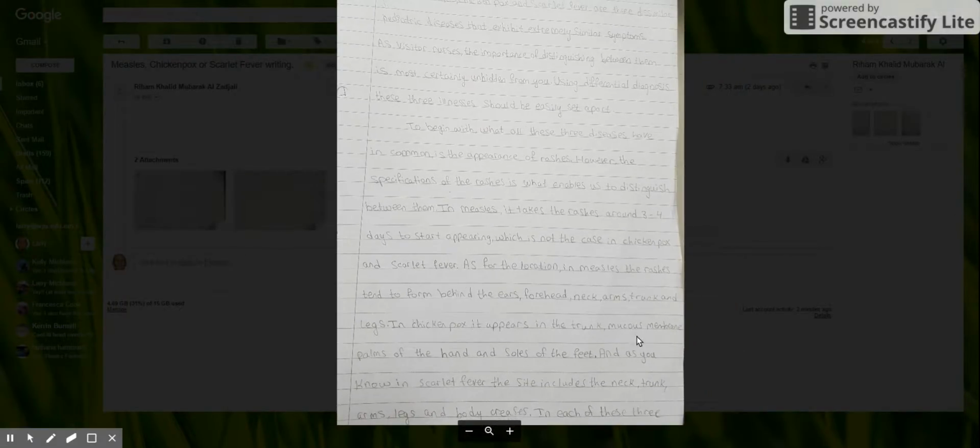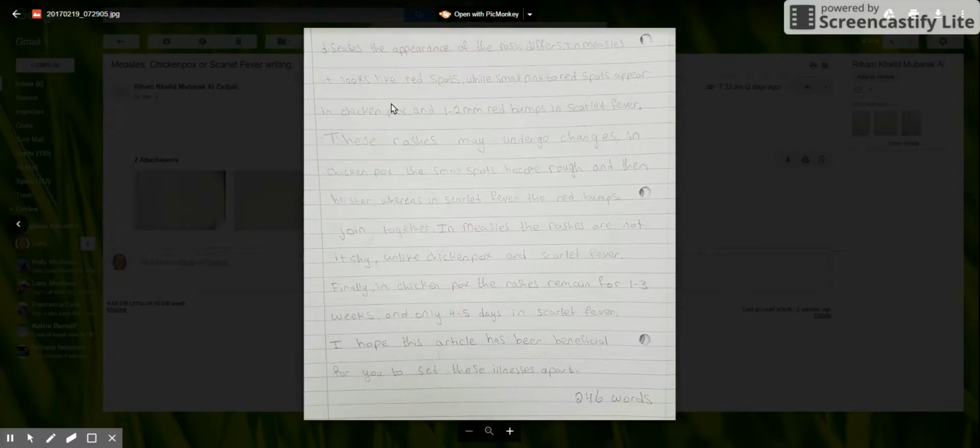In each of these three diseases, the appearance of the rash differs. Okay, that's sort of an obvious statement. You know, you're over the word count, so I think you're being a little bit wordy in the way that you describe that. Okay. I think you need to be a little bit more to the point and a little bit briefer. In measles, it looks like red spots, while small pink to red spots appear in chickenpox and 1 to 2 millimeter bumps in scarlet fever.